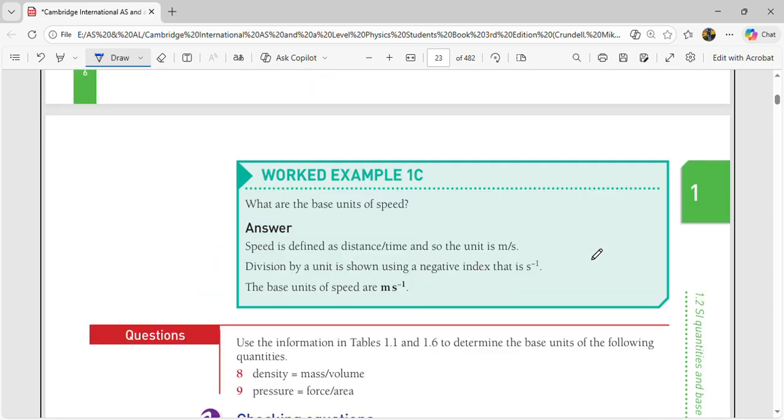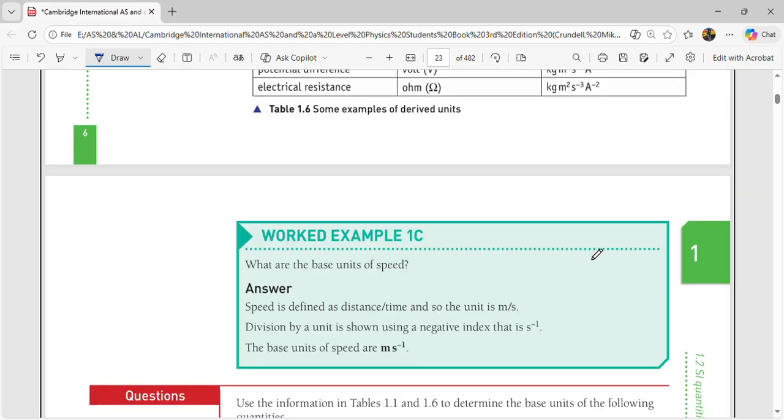So if they ask what the base units of speed are, we need, by the way, the tricky part is knowing a formula. If you can trace the formula of a derived quantity on the right hand side down to only quotients or products of base quantities, then you can derive the units.